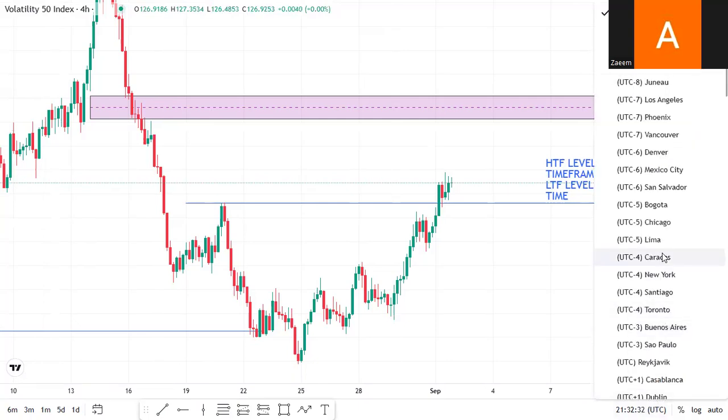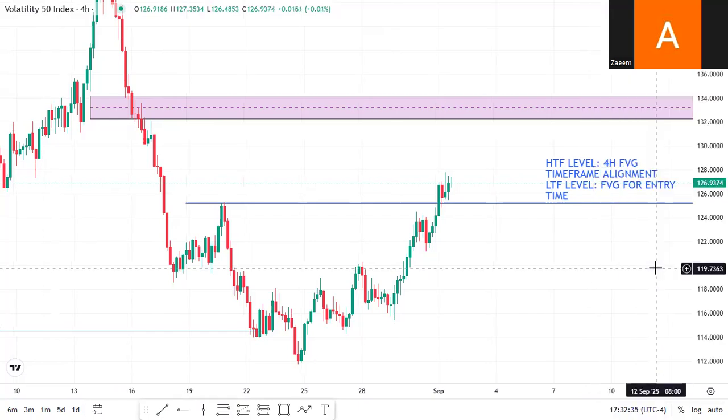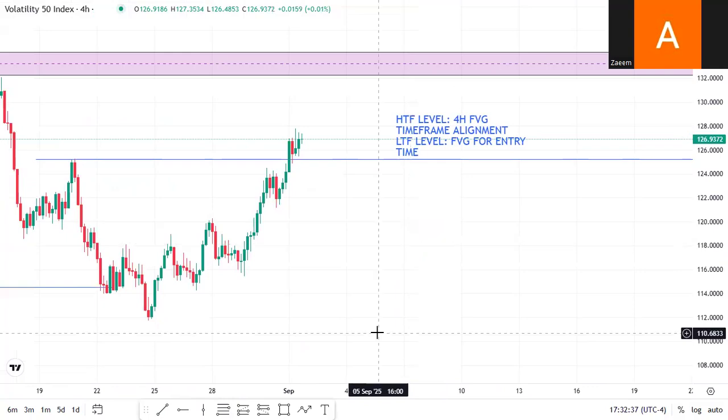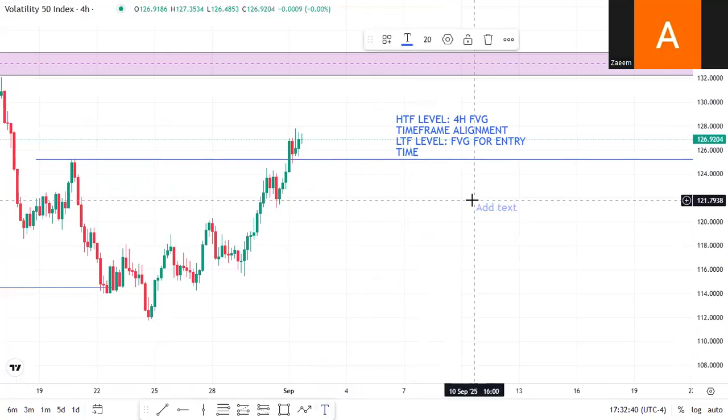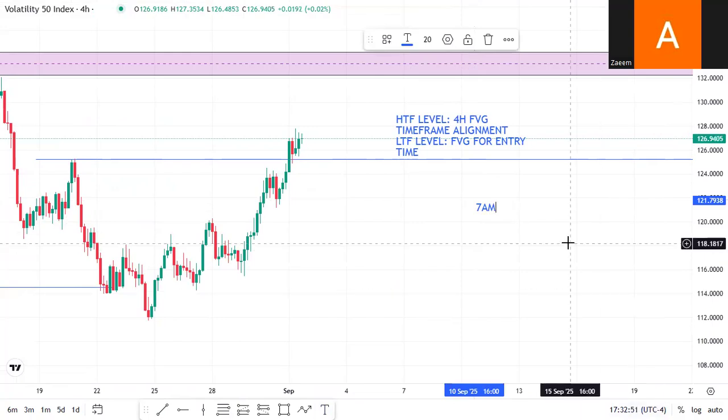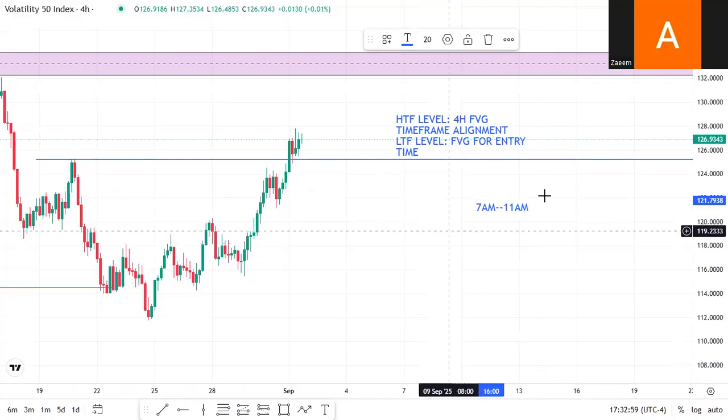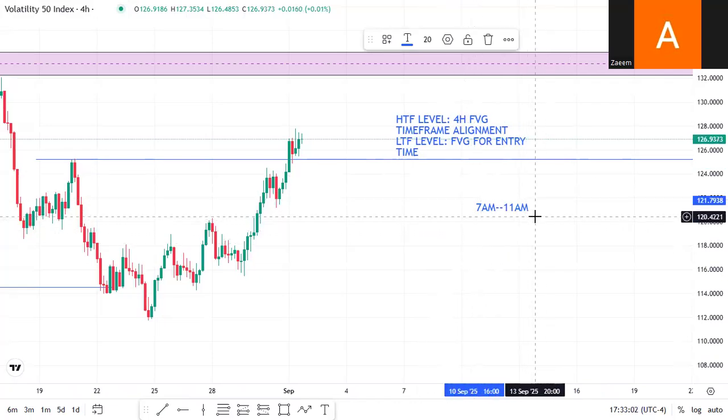So the first thing we want to do is set our time to New York local time. If I'm looking at price and I want to enter a trade, I want to look at 7 a.m. New York local time. Just go to a chart and set it to UTC-4. So 7 a.m. towards 11 a.m. is for volatility indices. It moves a lot at this time. Anything from 7 a.m. towards 11 a.m. moves a lot.